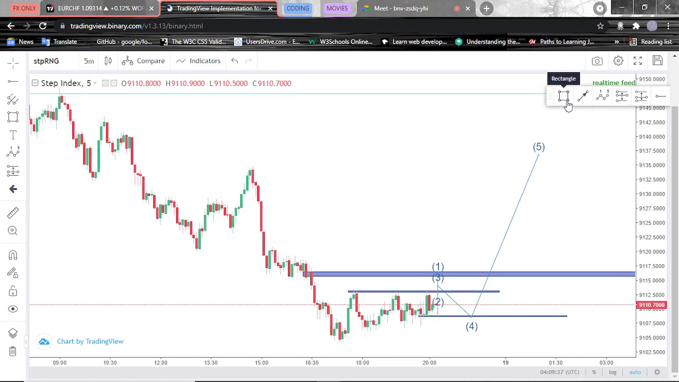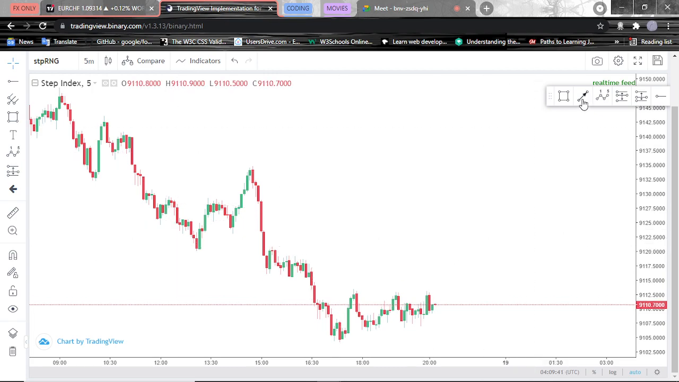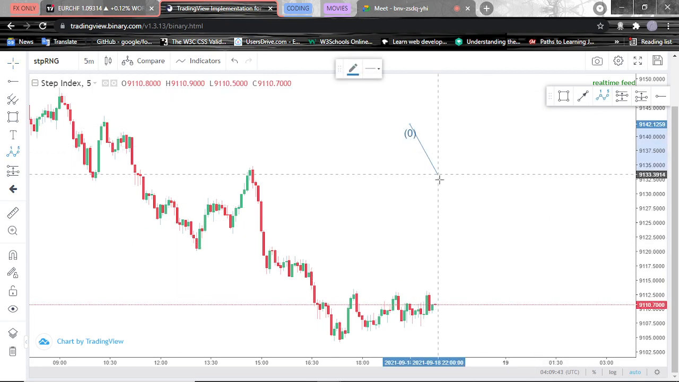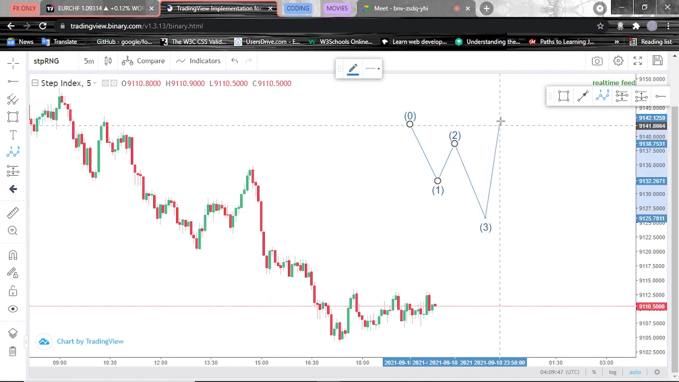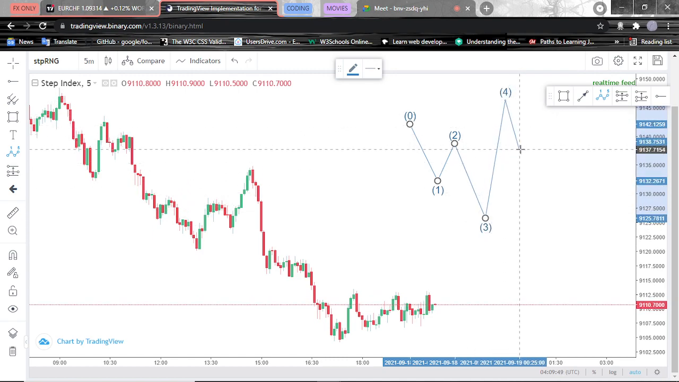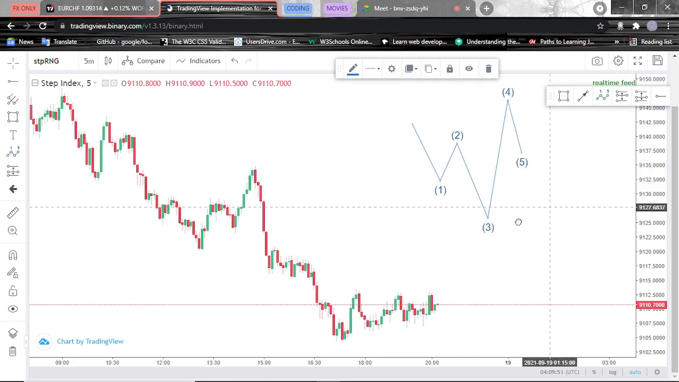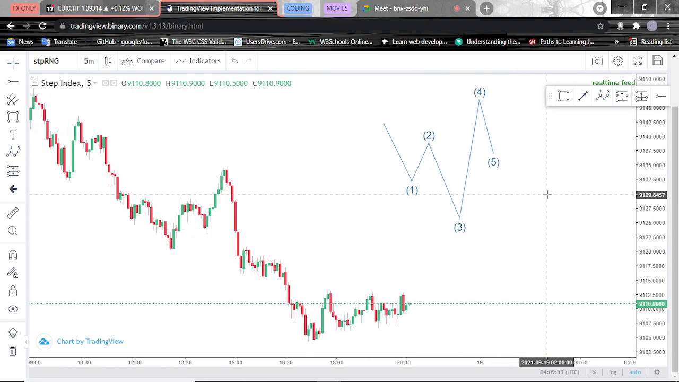Now, what do we need to look for? We need to look for another break of structure. So what is a break of structure? Let's start from there. Break of structure is when we have something like this, when the market is trying to give us a new trend and then it's breaking the previous highs or breaking the previous low.